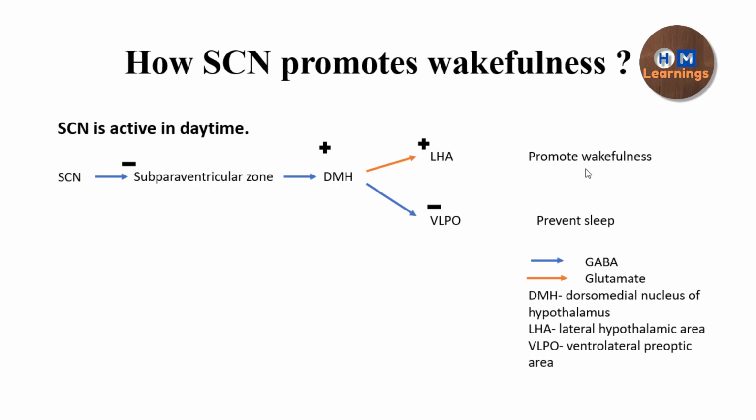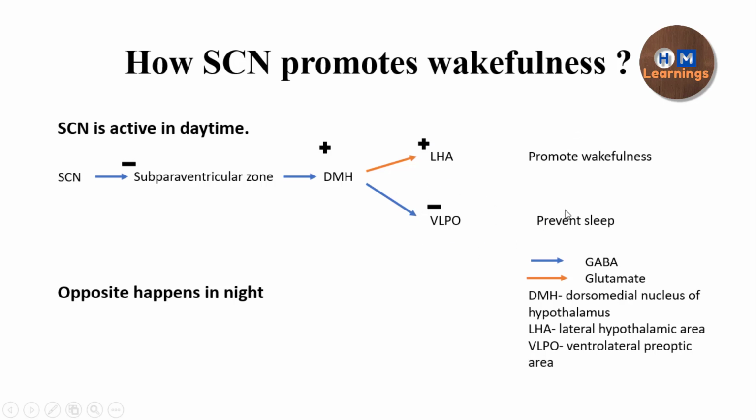The suprachiasmatic nucleus is a master clock. Basically, it is going to maintain our circadian rhythm, and one of the circadian rhythms maintained is the sleep-wake cycle, and that is maintained because the suprachiasmatic nucleus promotes the wakefulness. It is more active in the daytime, less active in the night time, and that is why the opposite is going to happen in the night time. So the opposite thing means what? This will remain inactive. So this area will actually inhibit the dorsomedial nucleus of the hypothalamus.